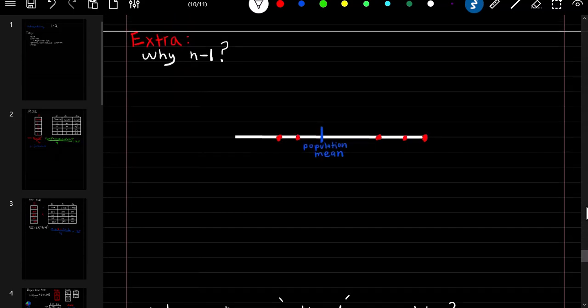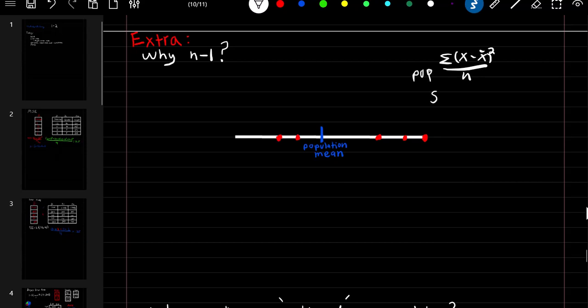Okay, so why n-1? If we're just solving for a population variance, we do the summation of x minus x bar squared over n. But when we use sample variance, we do the summation of x minus x bar squared over n minus 1. The reason for this is, say this is our sample here, and we have 5 observations. Now we know that the true population mean lies right here, but from our sample we would get a mean right about here.